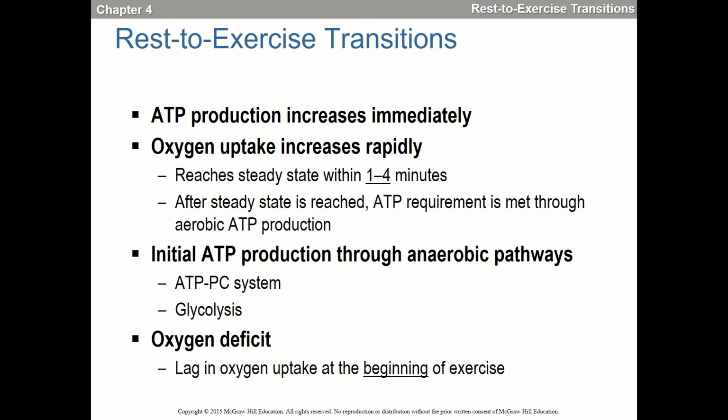But big terms here. So steady state, already talked about that. Initial ATP production, already talked about that one. So for sure know that the initial ATP production is through the PC system and anaerobic glycolysis. And then the oxygen deficit, the lag in oxygen uptake at the beginning of exercise. I would just know that definitionally. And then I'll move on to the next slide.